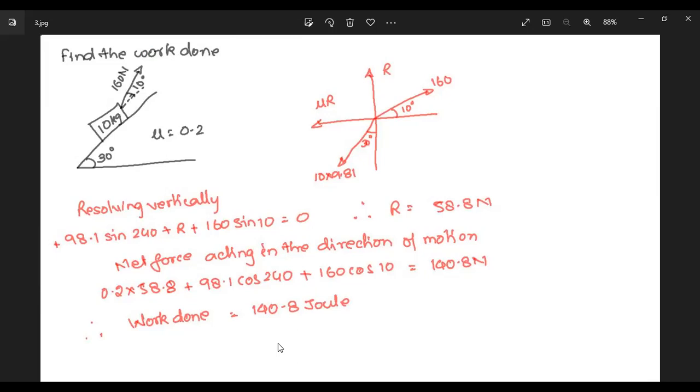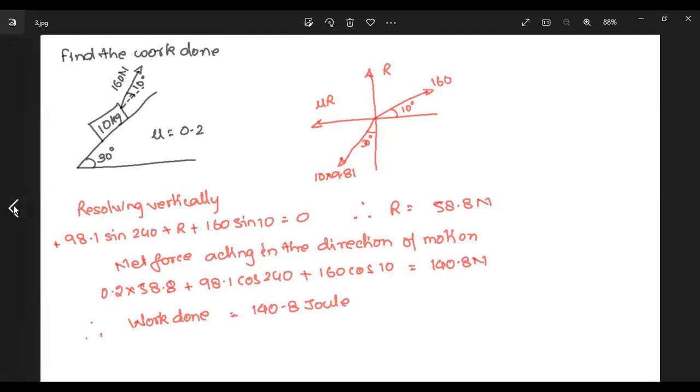Let us assume that the distance traveled is 1 meter. So work done is 140.8 joule or 140.8 Newton meter. So this is how this problem has been solved.